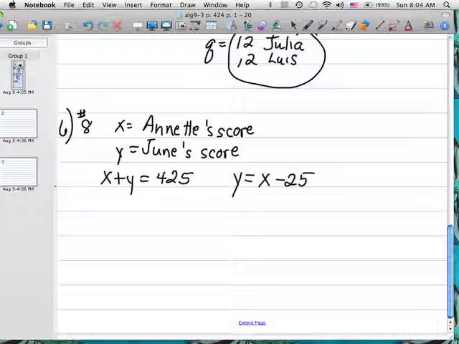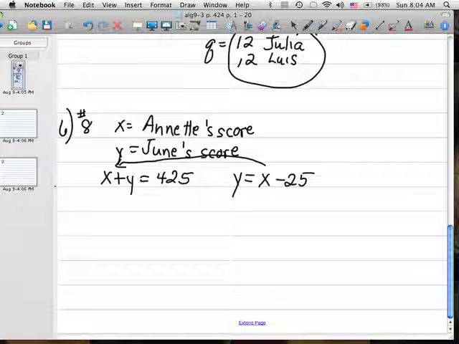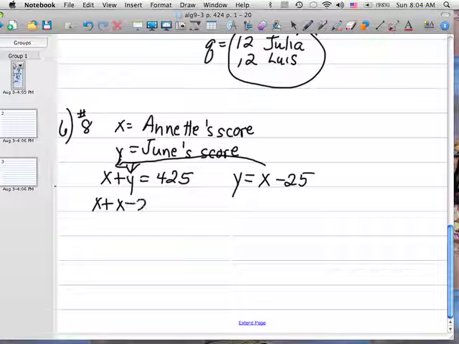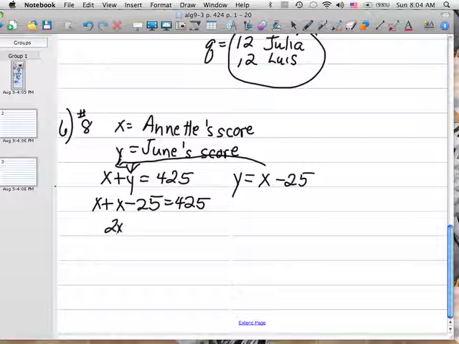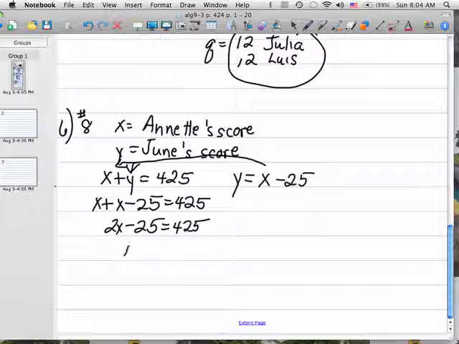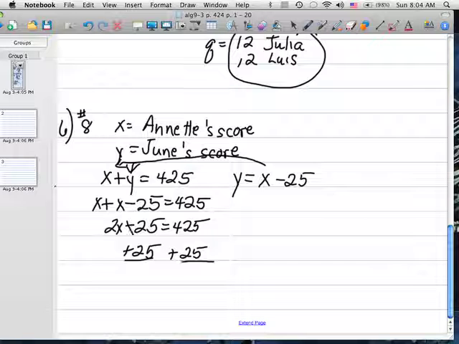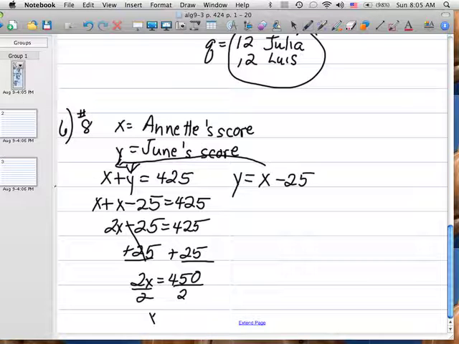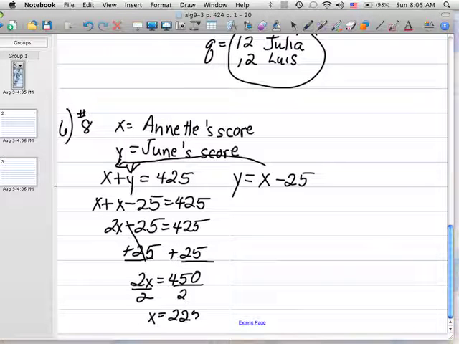Looking at these two equations, I would use this one, since it's already solved for one variable. Substitute it in over here. So we have X plus X minus 25 equals 425. Collecting like terms, 2X minus 25 equals 425. Solving for X, we add 25 to both sides and get 2X is 450. Divide by 2, and X equals 225.